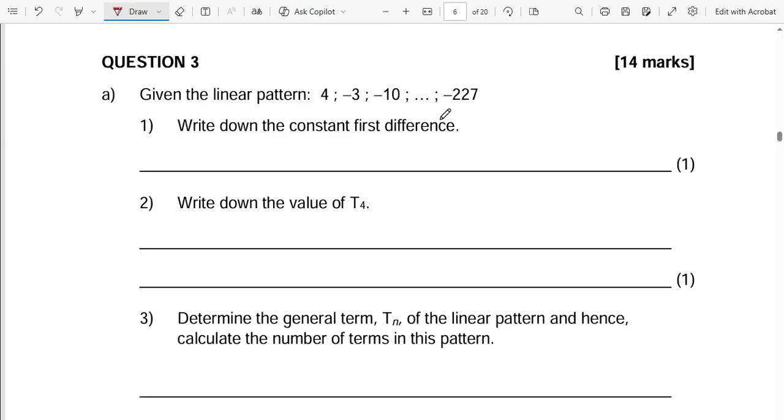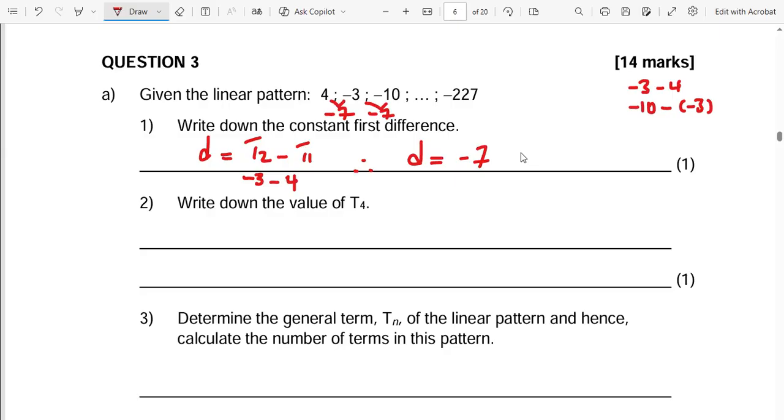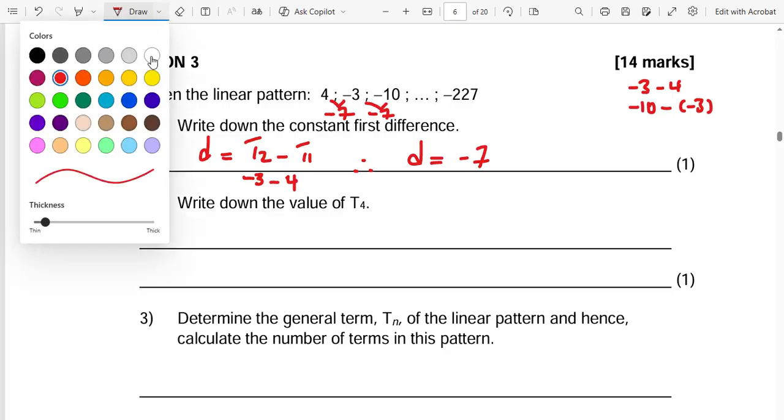On the next question, we are given a linear pattern. Since they say it's linear, this tells you that it will have a constant difference. So minus 3 minus 4, that's minus 7. Then minus 10 minus minus 3, that's also minus 7. That's my constant difference, it's minus 7. Write down the constant first difference. So D, we just found, is T2 minus T1, which is minus 3 minus 4. Therefore, our D is minus 7. That's our 1 mark. We definitely need that mark, okay?